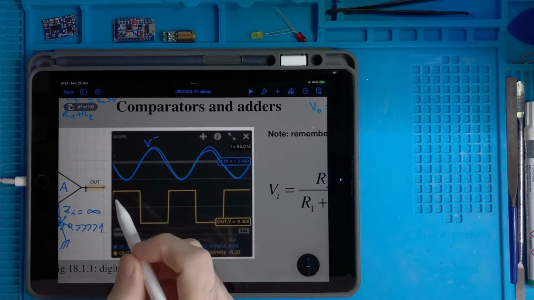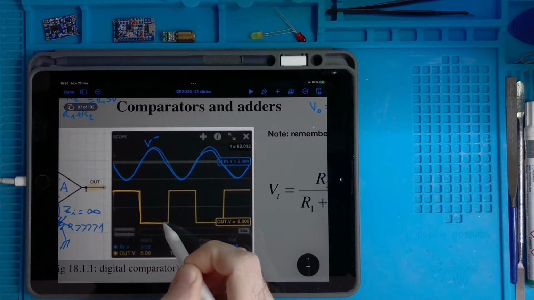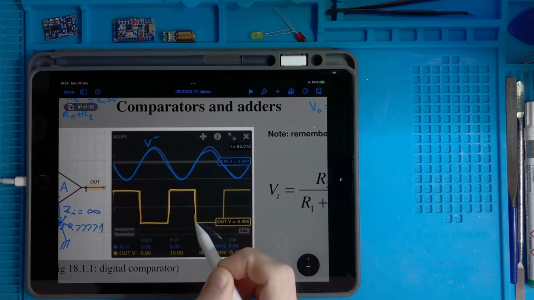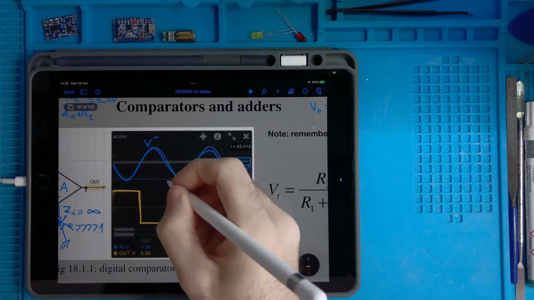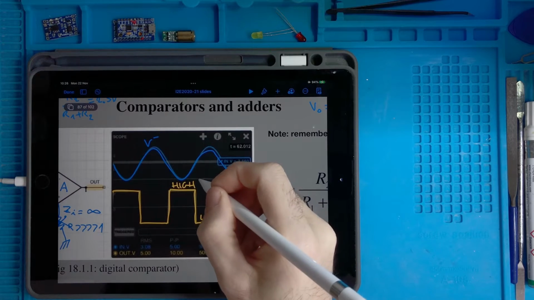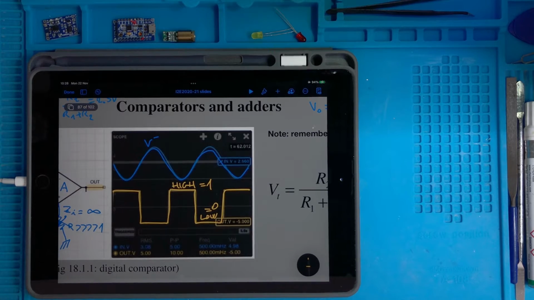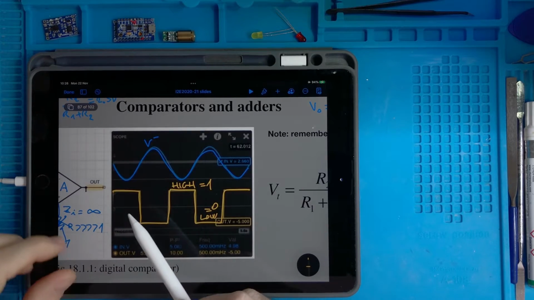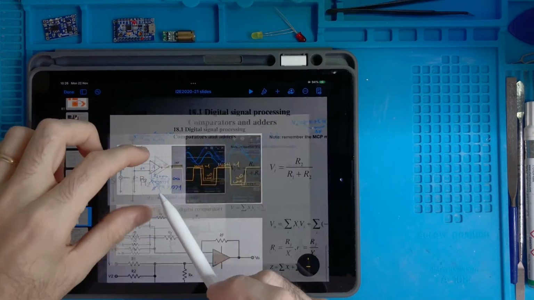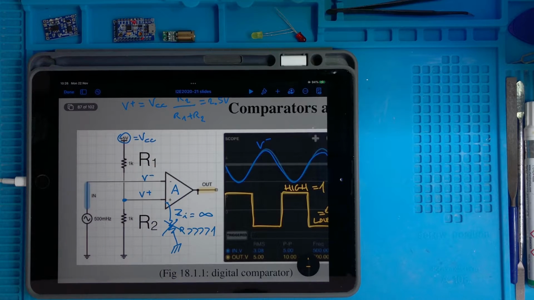And here we have this behavior described like this. So the output is a binary output. It can be either high or low. So we say 1 or 0 in the logic meaning, according to a threshold that we set here. So this is one way we can implement a thresholding mechanism in electronics.